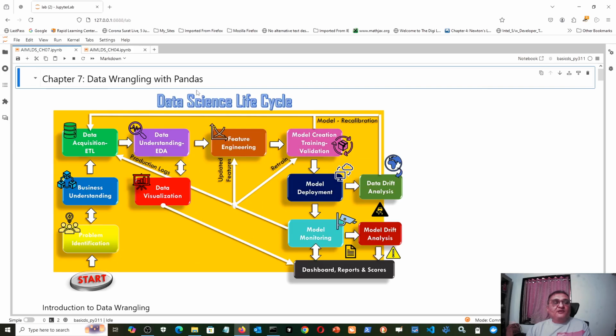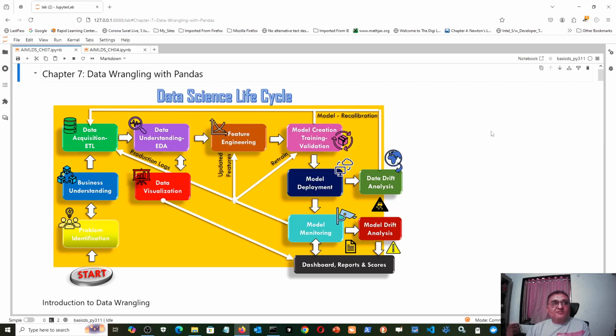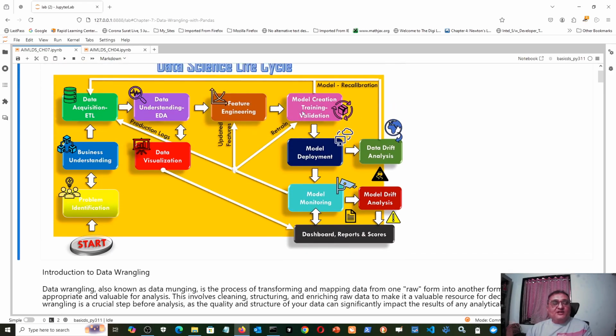Okay, so fine. Now we want to start with this chapter, the seventh chapter, data wrangling with Python. Now, what is this data wrangling? So data wrangling is one very important stage in the data science life cycle. Now, this was the entire data science life cycle. Slowly, we are proceeding further and further in this data science life cycle. So I will paste this image at the beginning of every chapter from now onwards. In the previous chapter also I had shown this image.